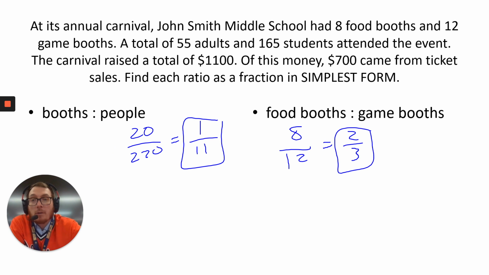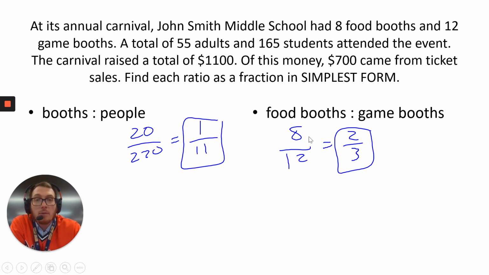Number of booths to number of people. This involves adding a few parts. So the 8 plus the 12 is 20. 55 plus 165 is 220. It simplifies down to 1 over 11, which shows there's one booth for every 11 people. If you're thinking about how to space everyone out, or how many booths should we have, that might give a good idea for that situation.